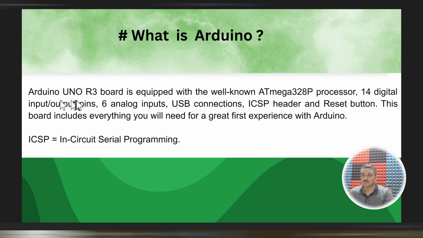what is Arduino? The Arduino Uno R3 board is equipped with the well-known Atmega 328P processor, which is this one, which I'll show you definitely. Then it has 14 digital input output pins. Okay, it has 6 analog input pins. It has a USB connection, an ICSP header. ICSP stands for in-circuit serial programming, and a reset button. And this board includes everything you need for a great first experience with Arduino.